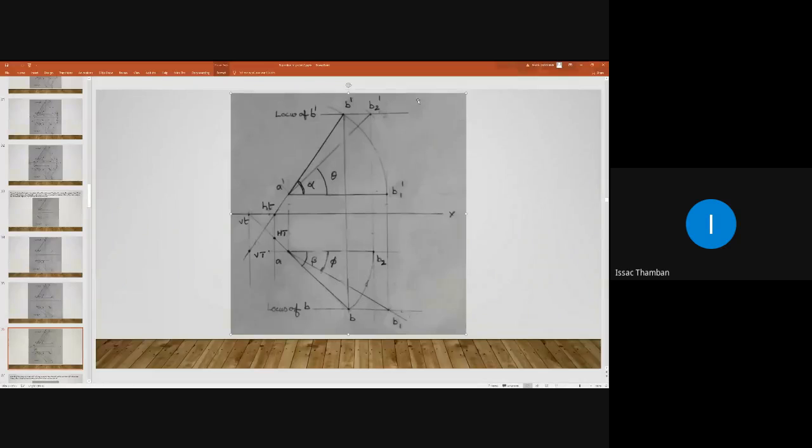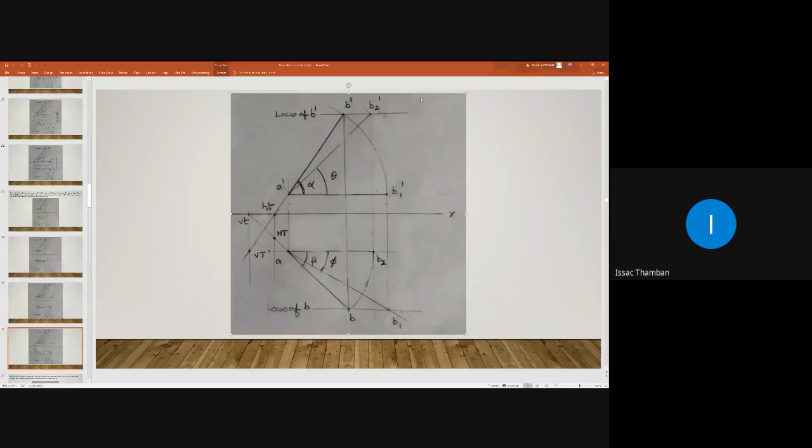Then what next? You have to write the value of theta, phi, and the true length. Here in this drawing, you have to mark the distance A dash B dash 2 dash as the true length. So you have to draw an inclined dimension line and you can mark it as TL. Here also AB1 represents the true length. So here you have to write it is TL.